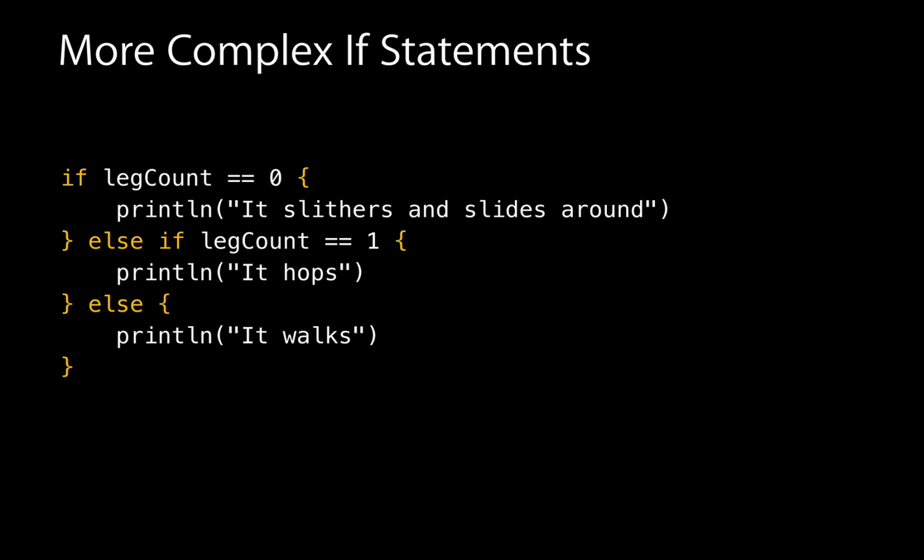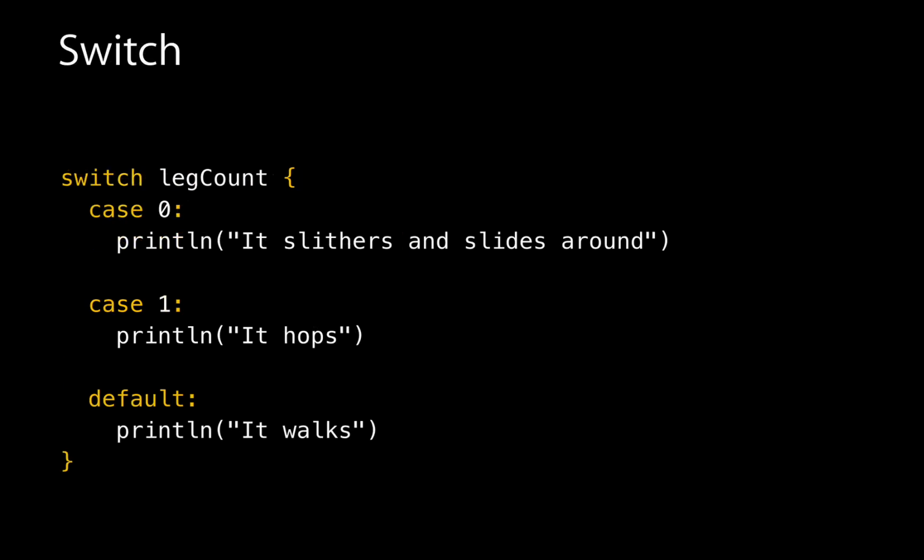We can have an else if in there. But in this case, I'm matching multiple values. I'm saying if leg count is 0, then I'm printing that my animal slithers and slides around. Otherwise, if it's 1, maybe it hops around. Otherwise, it walks. So I'm matching this leg count against multiple possible values. And really, I should be using switch. Now, switch in Swift, try saying that 3 times, is the most powerful of all of our control flow statements.